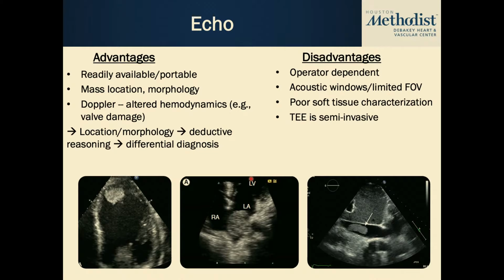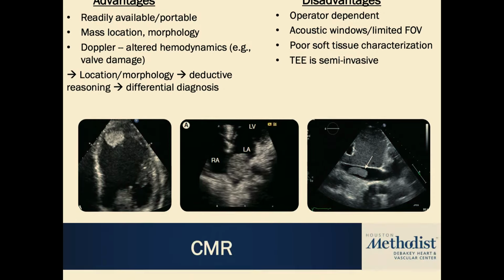However, the disadvantages, and why we sometimes need further imaging, is that it is operator dependent, so sometimes you don't have as good images, right? Image quality. You don't have soft tissue characterization like we have on MRI. And obviously, if you need to go even further, you will need a TEE, and TEE is a semi-invasive modality, so not everybody will be fit for that modality.